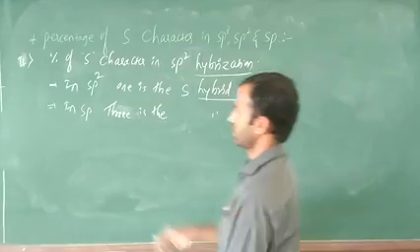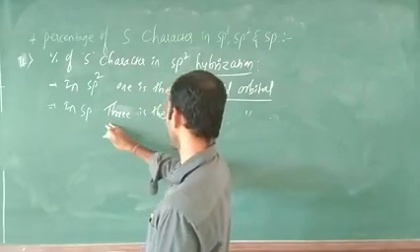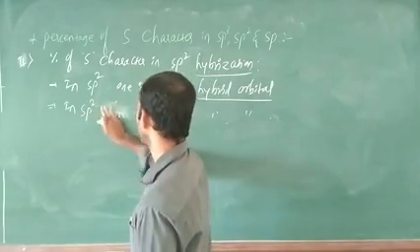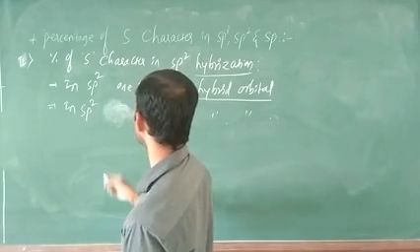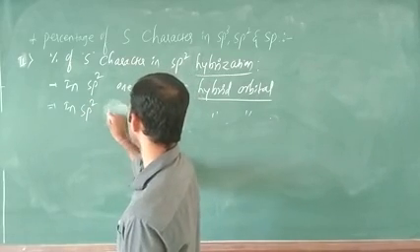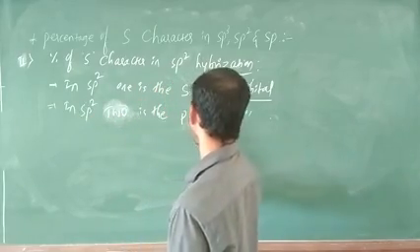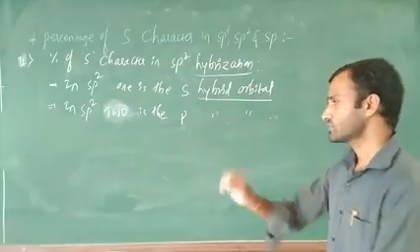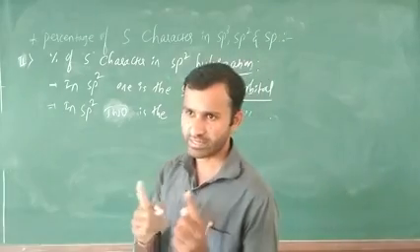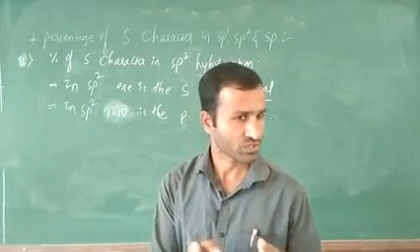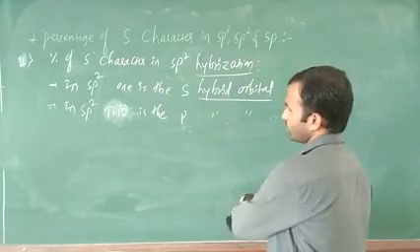Next, in sp2, how many p orbitals are there in this case? 2. In sp2, 2 is the p hybrid orbitals. Next, you have to calculate the percentage of s character. Our aim is to calculate the percentage of s character. Obviously, we will get the p character.